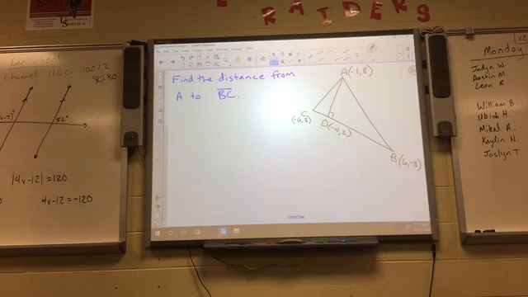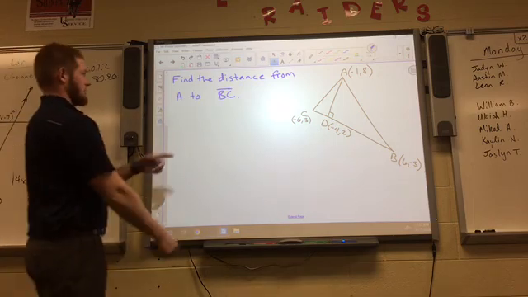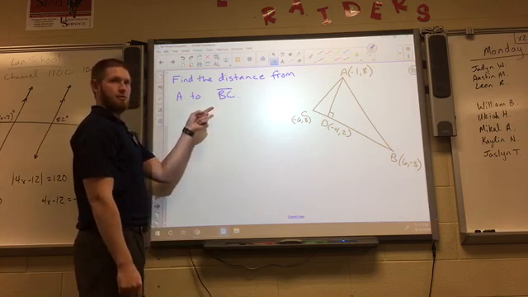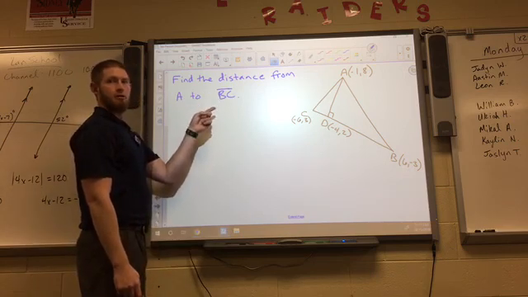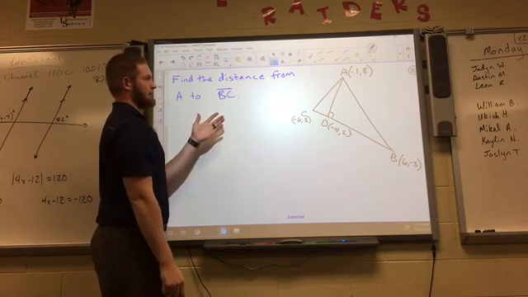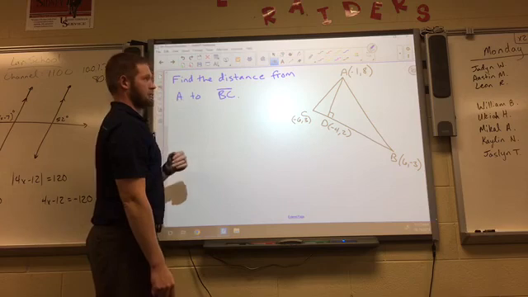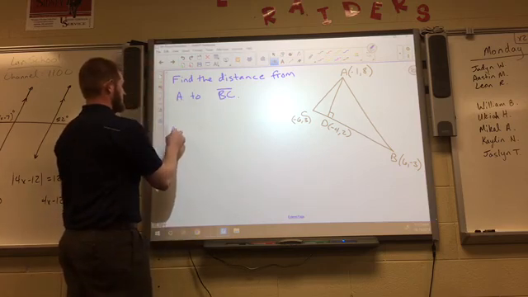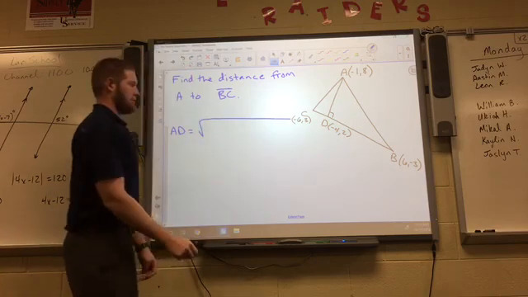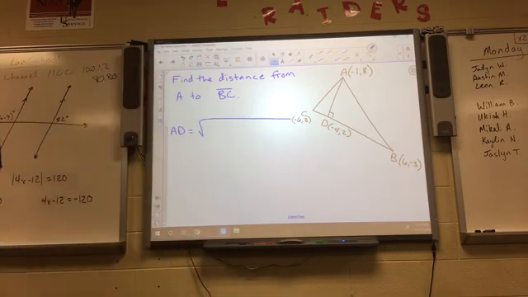The most common mistake on this is people tell me that I find the length of AB or AC because I'm talking about B and C. Why is that incorrect? Because it's not perpendicular. That's not my shortest distance to segment BC. So I need to find the length of what segment? AD. And just like Jersey said, we have to do it using the distance formula. So this will be a good refresher on that.